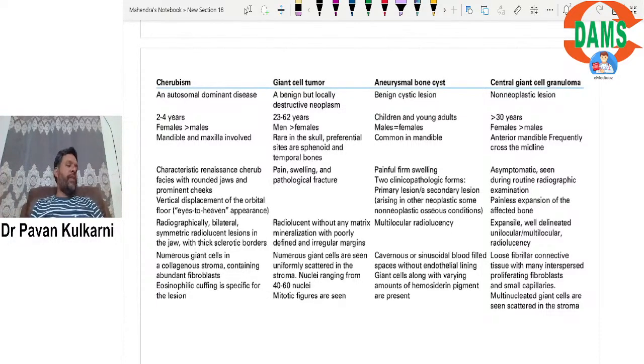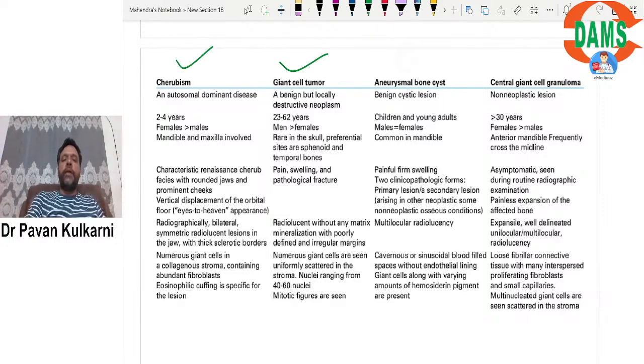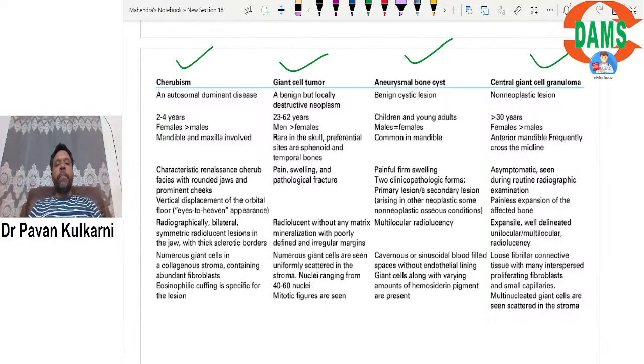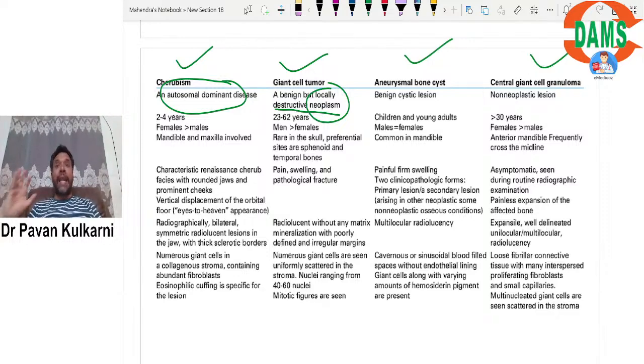Some important points. What are the various giant cell lesions? Cherubism, giant cell tumor, aneurysmal bone cyst, CG, all these are giant cell lesions. But what is the important difference here? Cherubism is autosomal dominant. Giant cell tumor is a neoplasm which is destructive. I want you to remember the word neoplasm. That means it is a benign neoplasm, not malignant, but very destructive.